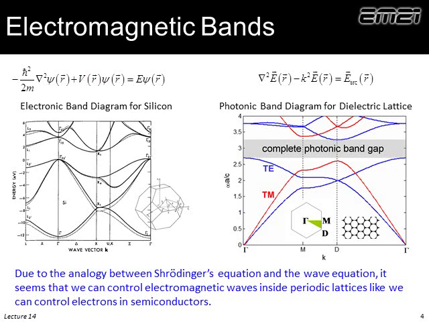we connected the dots between Schrodinger's equation and the wave equation. And if we analyze the electromagnetic wave equation in the same way, suddenly we get bands. Now, in fact, I can pull some old papers from the 50s and 60s that also show electromagnetic bands. For whatever reason, it didn't become popular at the time, but in the late 90s, those dots were connected again, and suddenly we realized, hey, we can control electromagnetic waves inside these periodic structures the same way we can control electrons in silicon and semiconductors.